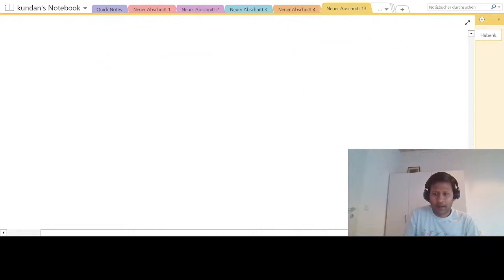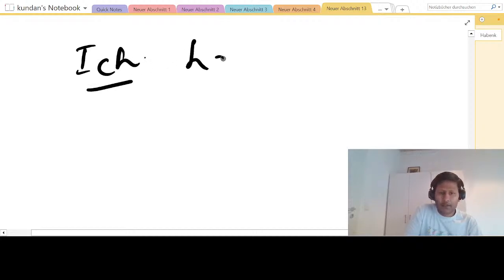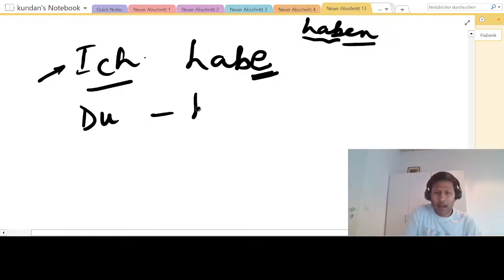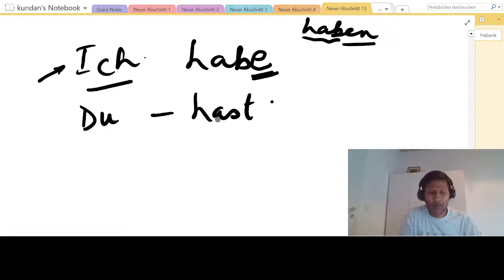Now let us see for ich. So the stem hab will remain. Haben was there in full; I have removed the en, and at the end there will always be an e with this one. So it is ich habe, and du hast. This is an exception because it is not following the rule, because this is an irregular verb. Haben is not a regular verb. It doesn't follow a rule as such.